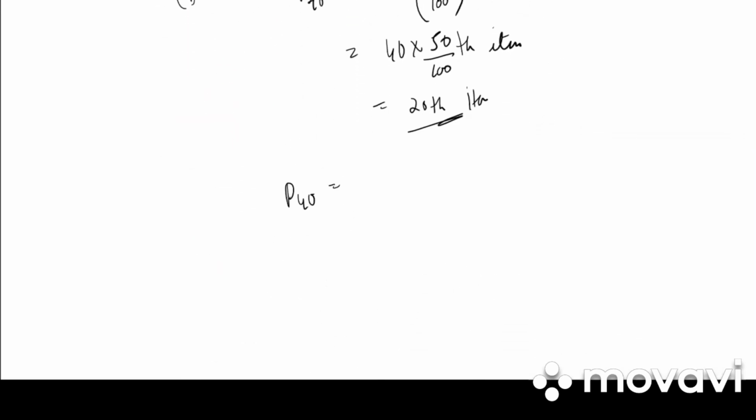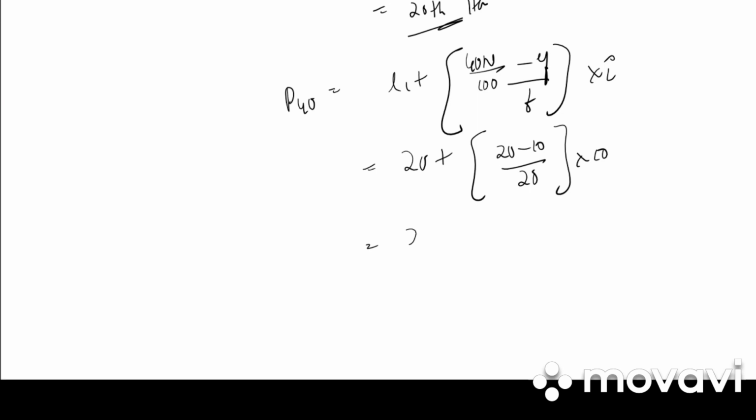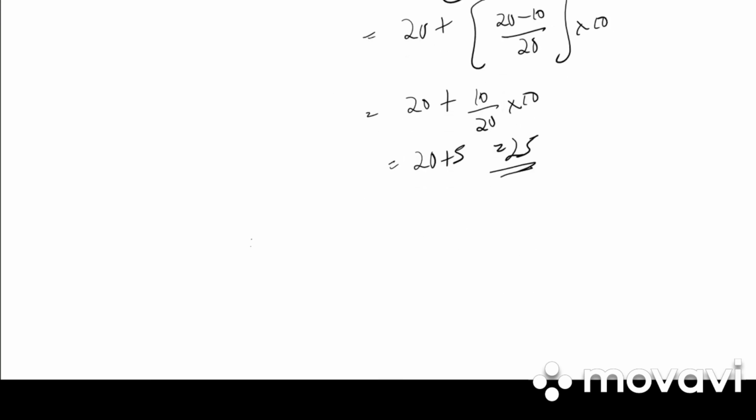So P40 is equal to L1 plus 40n divided by 100 minus Cf divided by f into i. 20 plus 20 minus 10 divided by 20 into 10. 20 plus 10 divided by 20 into 10. 20 plus 5, that is 25. Therefore, minimum marks obtained by a pass candidate is 25.